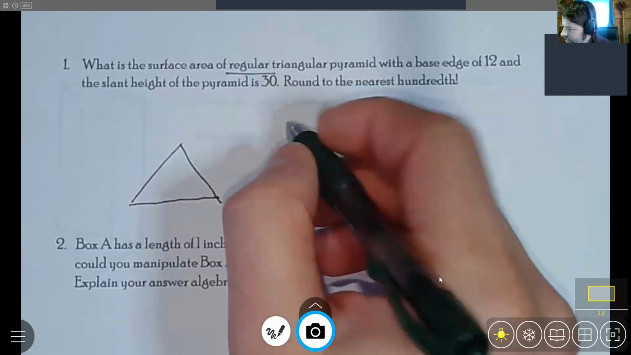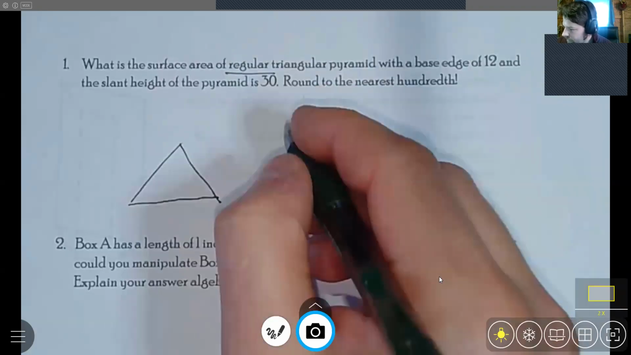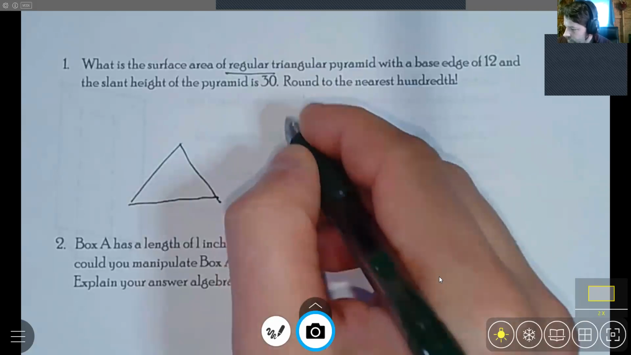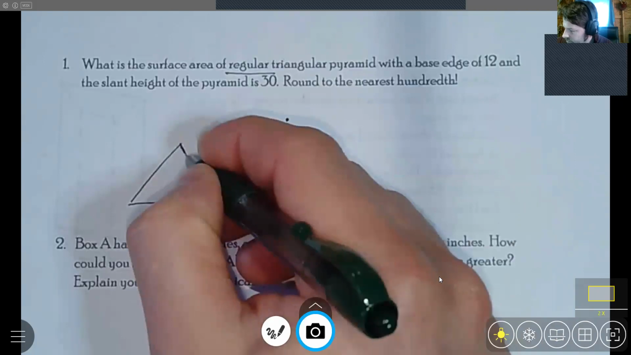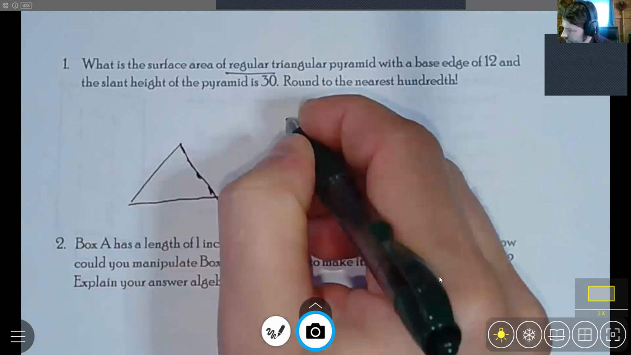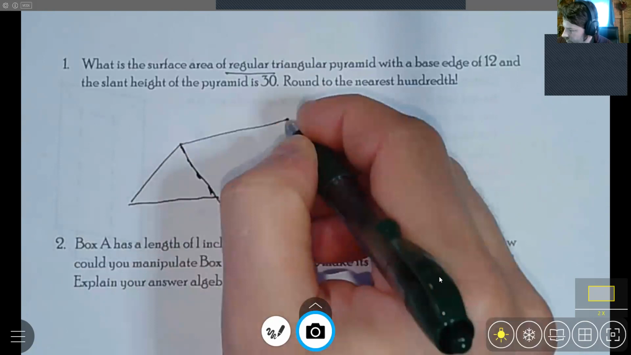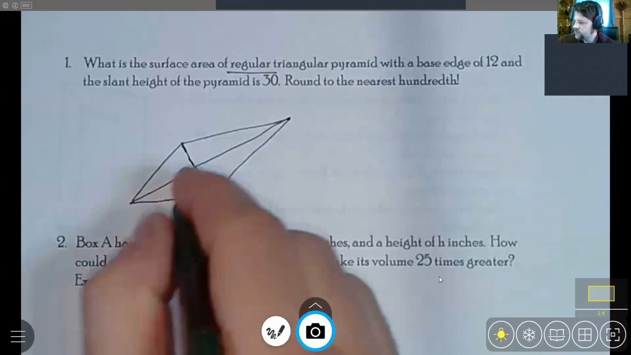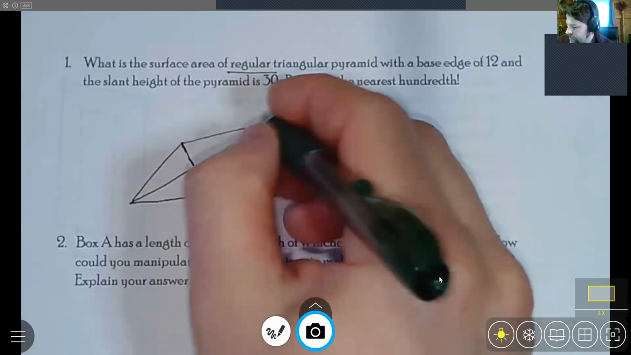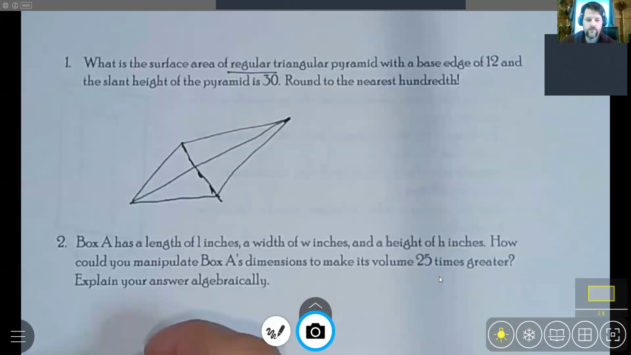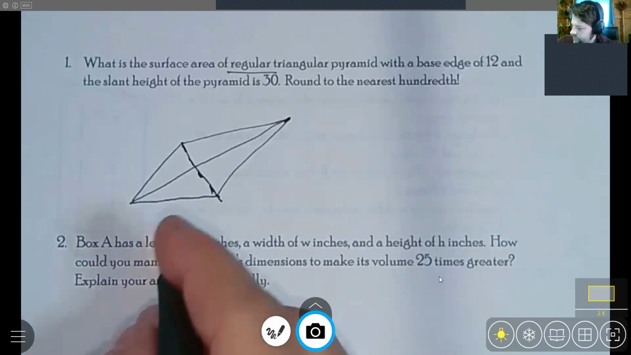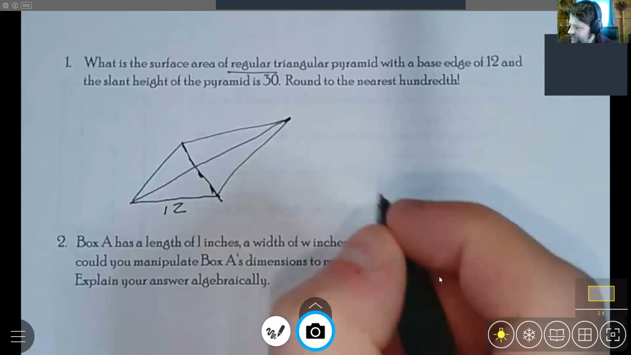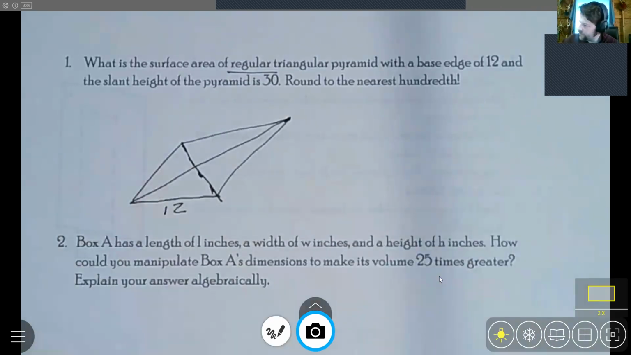So it's got a slant height of 30. I'm not very good at drawing anything, really. This should probably be dashed. And then we'll just do this. Okay, so this is my base, and then here's my vertex at top, and I know it looks terrible, but okay, it looks even worse on the screen. All right, so my base edge is 12, and then my slant height is 30.